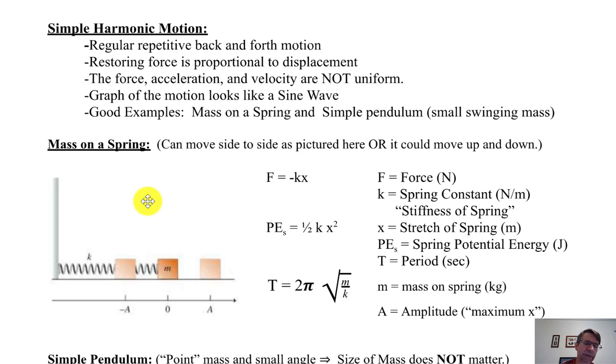Now we did talk about this a little bit in a previous class, if you took Physics 201, but we have this thing right here which is called Hooke's Law, where the force to stretch this spring is equal to negative k, which is the stiffness of the spring, times x, how far you stretch it. In other words, if you double the stretch, if you make x twice as big, you need to use twice the force, or conversely, the spring pulls back on you with twice the force.